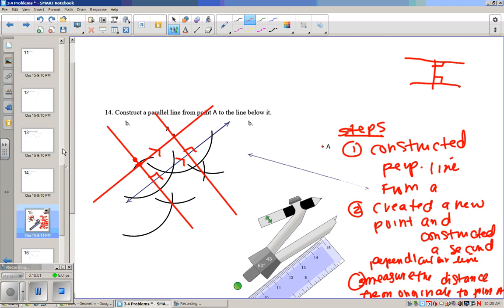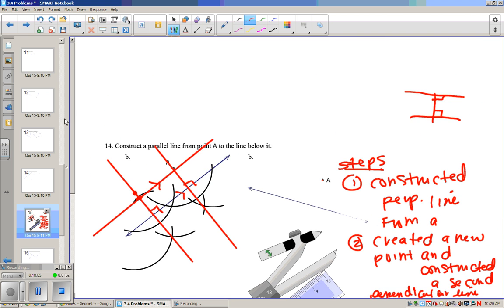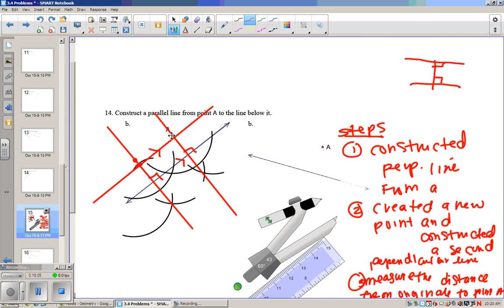All right, so this is probably one of the most difficult ones we've done today, but notice that we haven't added really any new construction. We just constructed 2 perpendicular lines, and then make sure you remember to measure the distance from our line to point A on this line, okay?